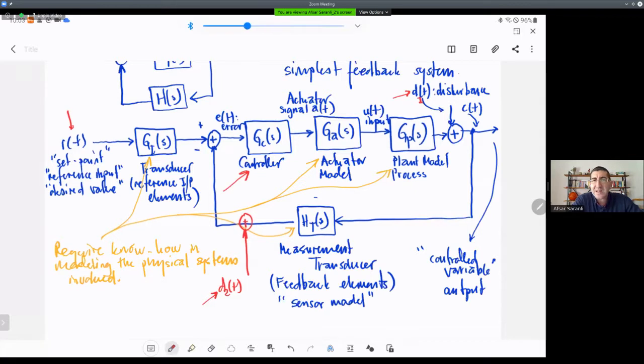Is this a linear system? Yes, because we are talking about transfer functions. Very good, right? So we are talking about transfer functions. In fact, transfer functions are defined for linear systems, right? So this is a linear time invariant system because each one of the blocks here is also independent of time. They are only a function of the Laplace variable s.